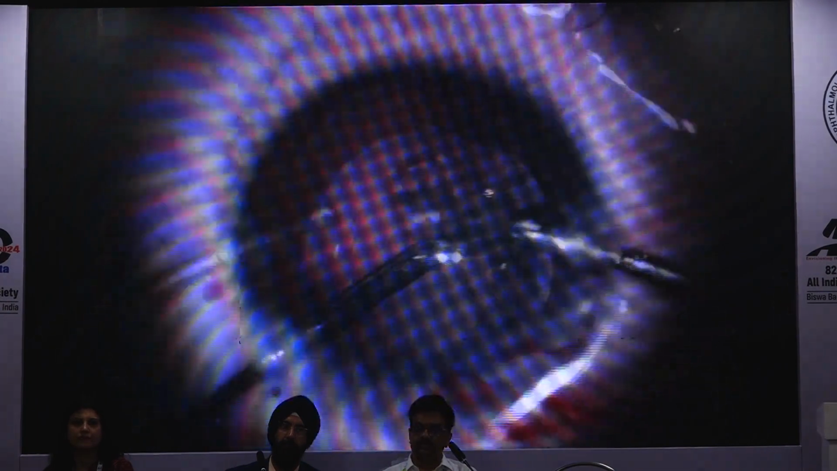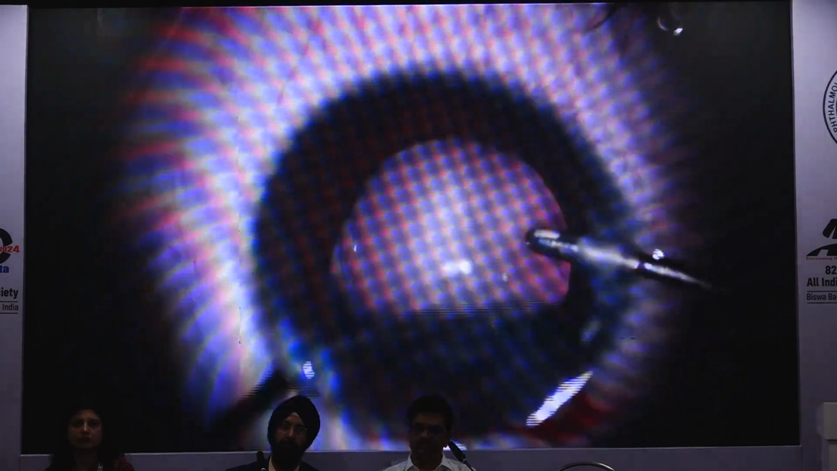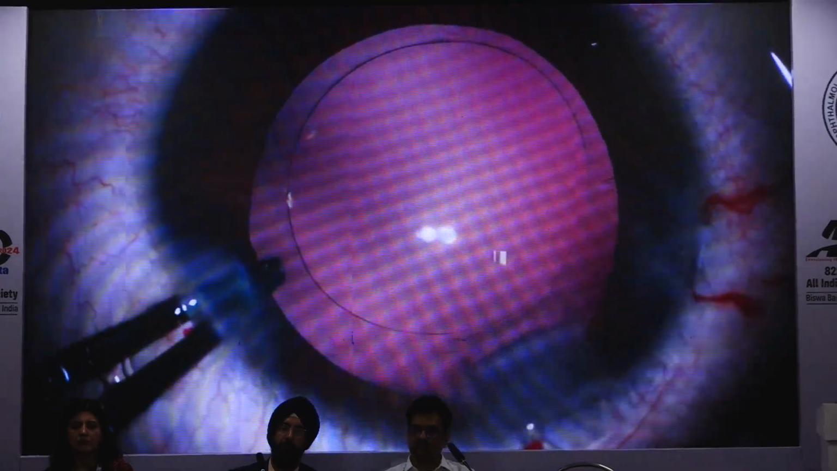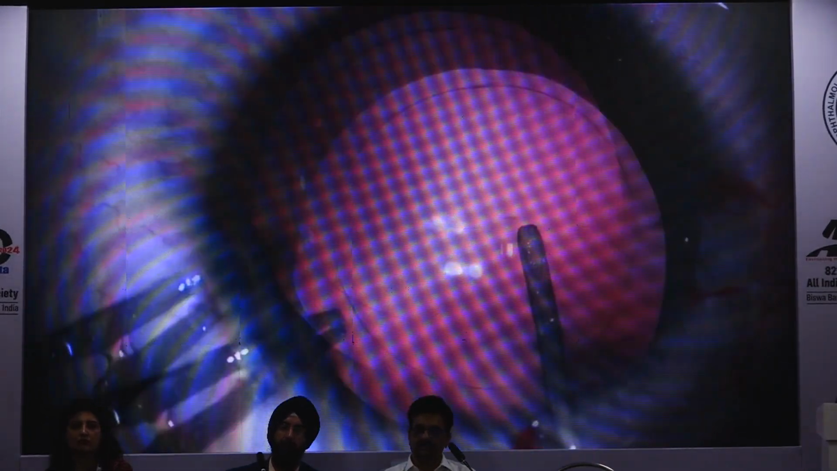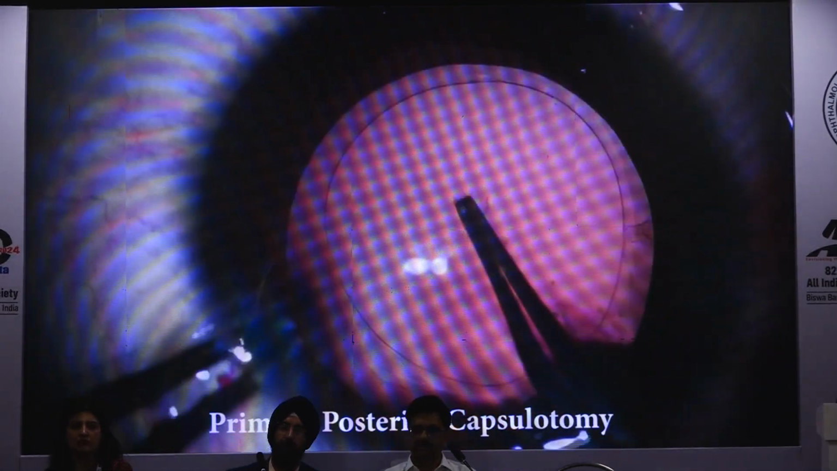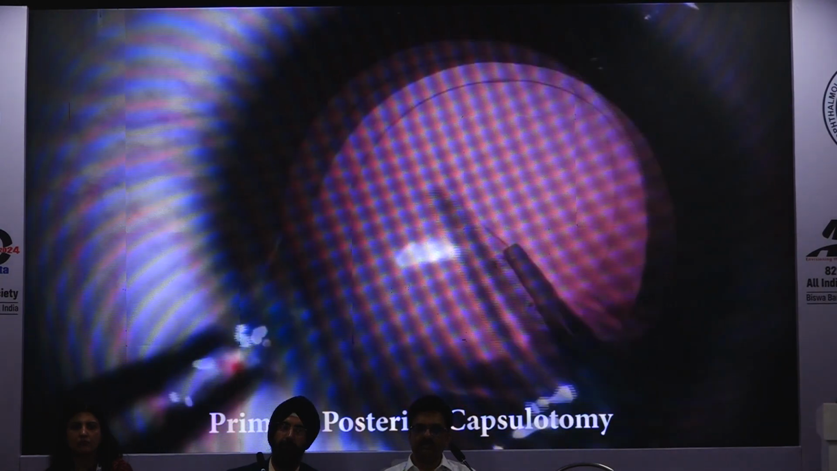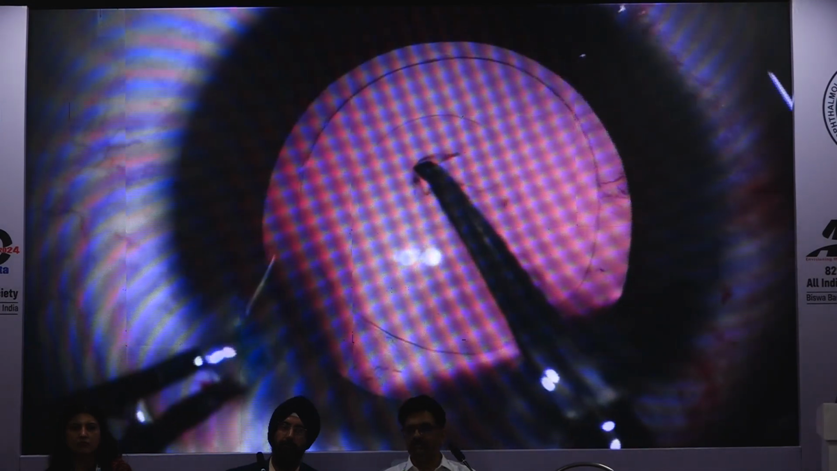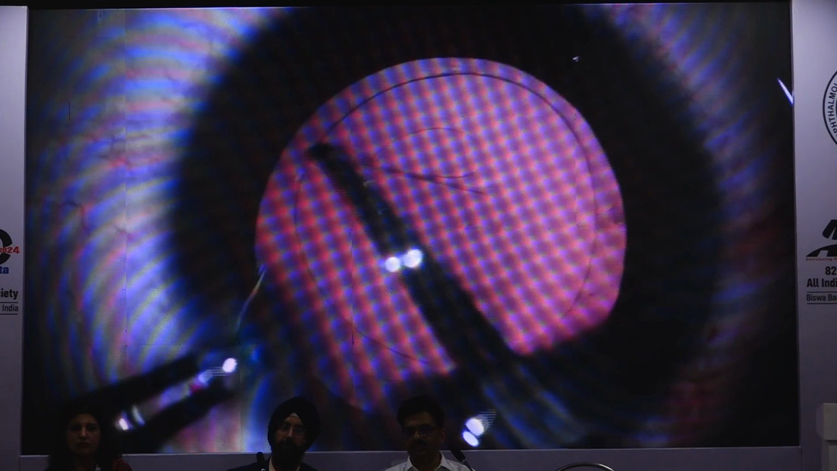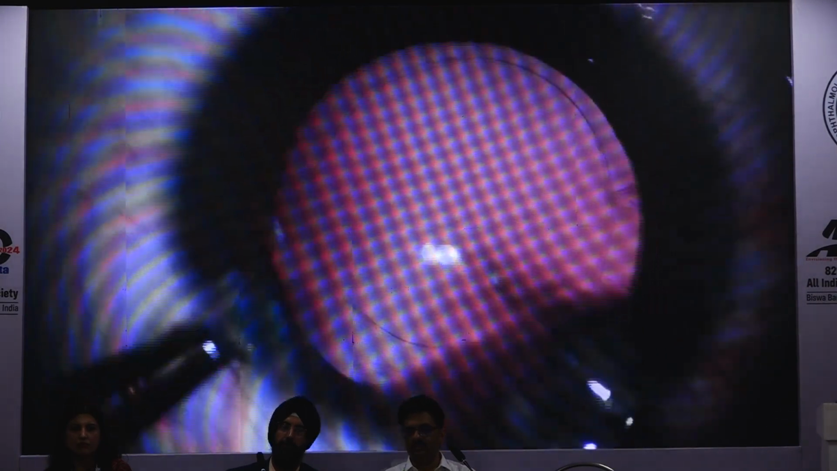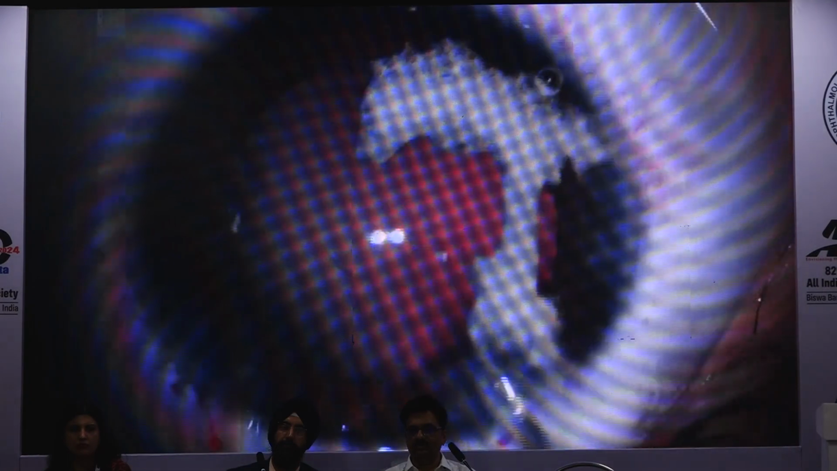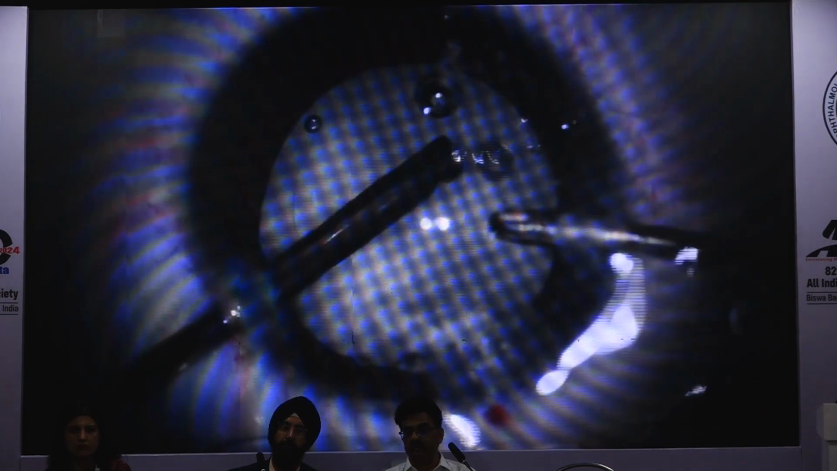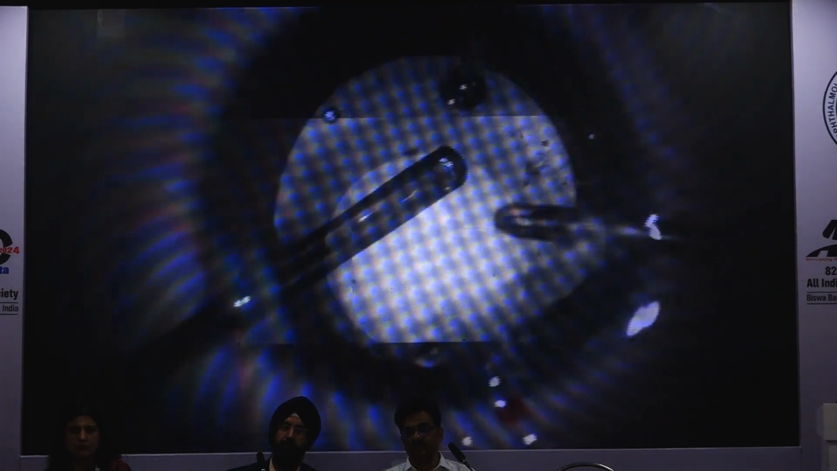After hydrodissection, remove the cortex from the capsular bag. Remove each fiber of the cortex and then do primary posterior capsulotomy. Initial nick is with needle cystitome and followed by formation of the posterior axis by Utrata forceps. Usually there will be least vitreous disturbance, but any little vitreous traction, I think you remove that.